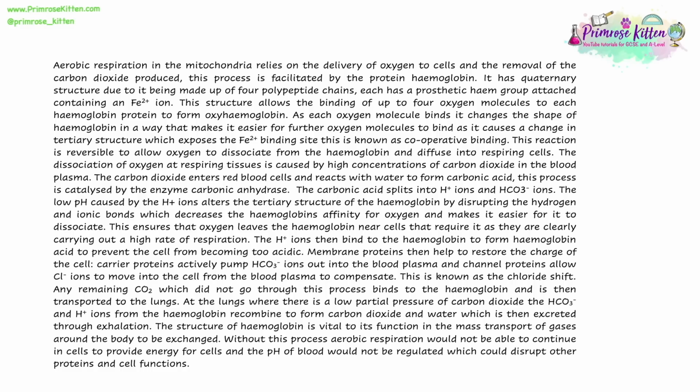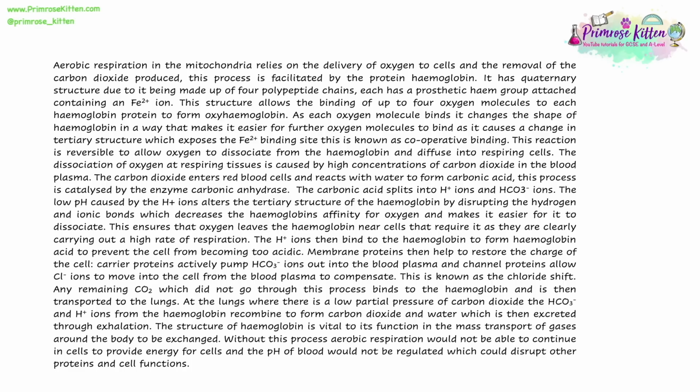This reaction is reversible to allow oxygen to dissociate from the hemoglobin and diffuse into respiring cells. The dissociation of oxygen at respiring tissues is caused by high concentrations of carbon dioxide in the blood plasma. The carbon dioxide enters red blood cells and reacts with water to form carbonic acid. This process is catalyzed by the enzyme carbonic anhydrase. The carbonic acid splits into H+ ions and hydrogen carbonate ions. The low pH caused by the H+ ions alters the tertiary structure of the hemoglobin by disrupting the hydrogen and ionic bonds, which decreases the hemoglobin's affinity for oxygen and makes it easier for it to dissociate.